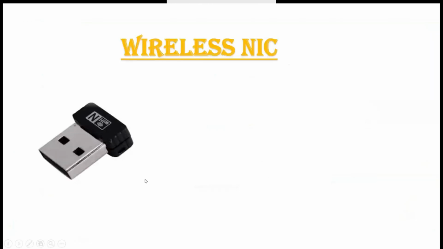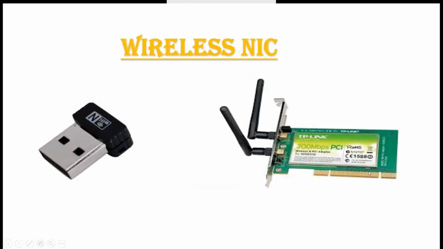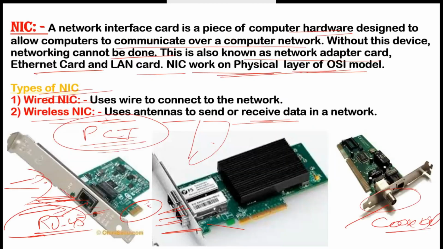And in wireless, the wireless NIC looks like this. First is the external wireless NIC, which is also known as a Wi-Fi adapter. If your laptop or desktop doesn't have any Wi-Fi NIC available, then you can purchase this type of adapter and connect it to your laptop or desktop on a USB port. And this type of NIC is also available: if you want to connect internally, you can connect this type of NIC on the motherboard. For the wireless, antennas are also available. That is called a NIC.